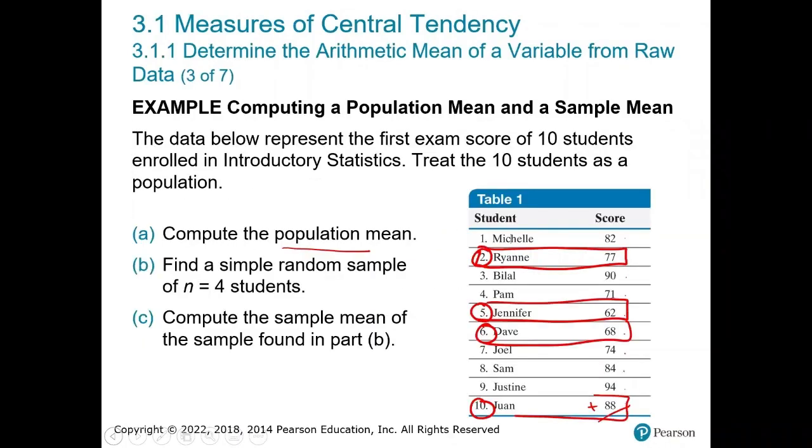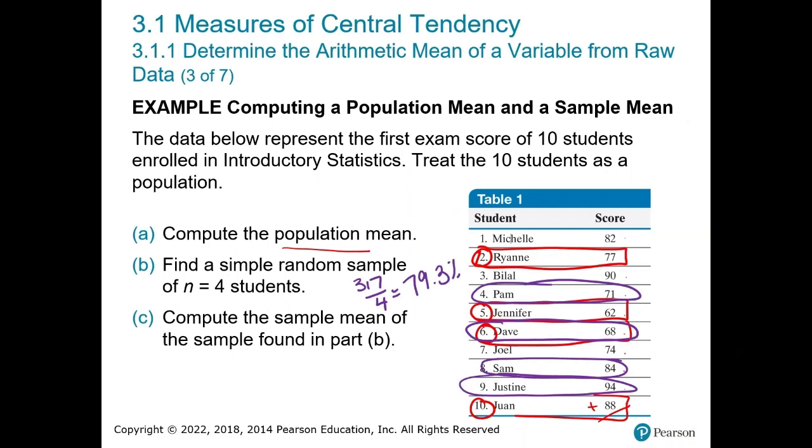I'm going to pick a different color here. All right, so I got 6, 9, 8, and 4. What I'm going to do is grab my basic calculator, and I'm going to add my 4 values: 71, add 68, add 84, and add 94. When I sum those 4 together, I get 317. Divide by 4. This random sample has an average of 79.3%.